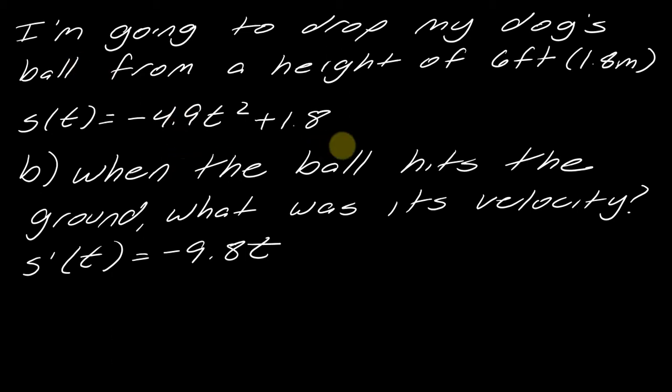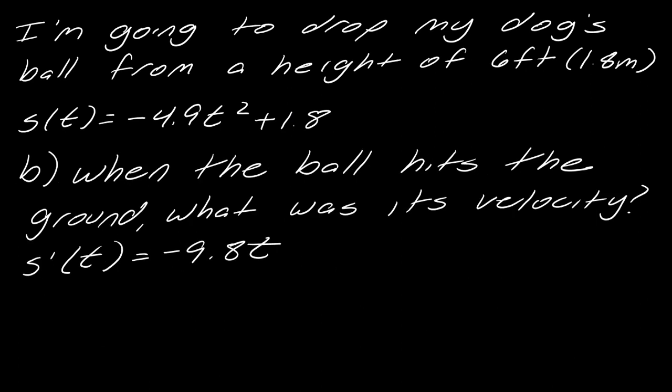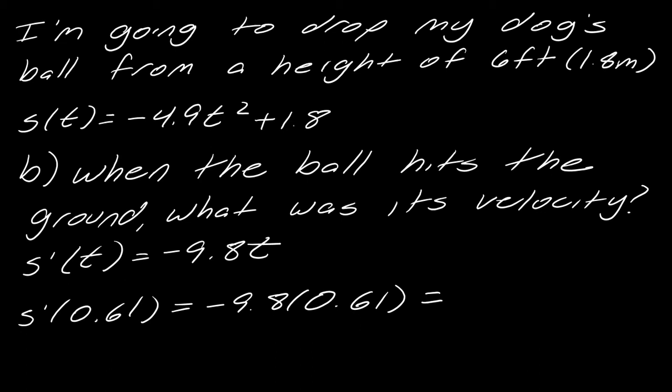Now what the heck am I supposed to do with it? Well, it says when the ball hits the ground. We know when the ball hits the ground, right? That's exactly what we found in the last question. The ball hits the ground in 0.61 seconds. So at that moment, what is its velocity? I just have to plug in that 0.61, and if I multiply that together, I get negative 5.978.